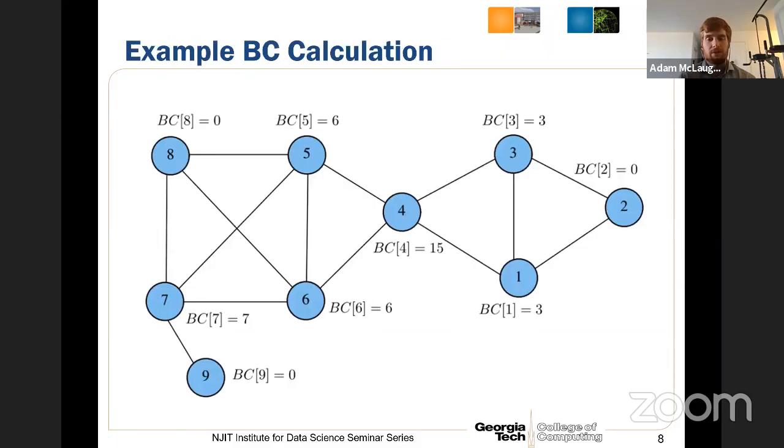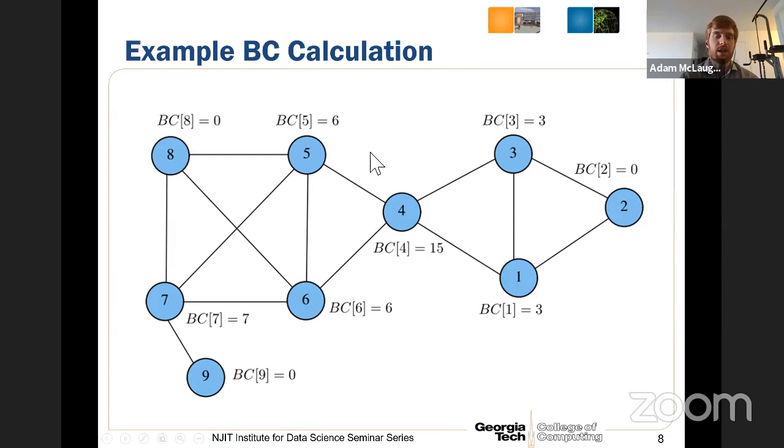Here's an example of a graph with actual betweenness centrality scores on it, just to give some semblance and quantify the importance of this sort of metric and how things look numerically. Even going through a graph this small and trying to enumerate every single calculation would actually be pretty cumbersome and take a lot of time. So I won't bother to do that here.